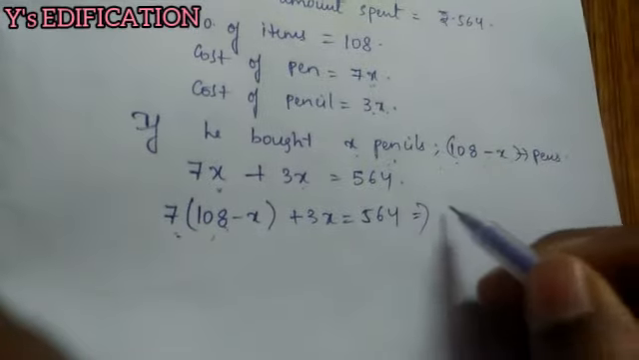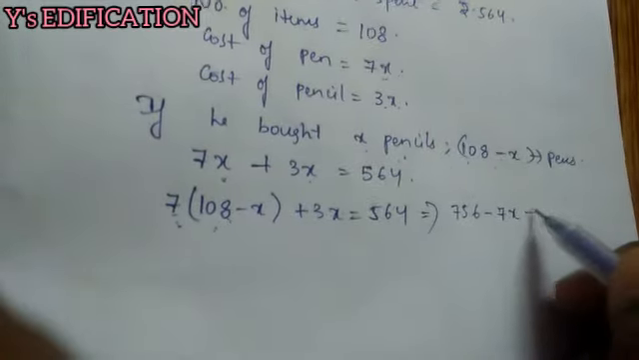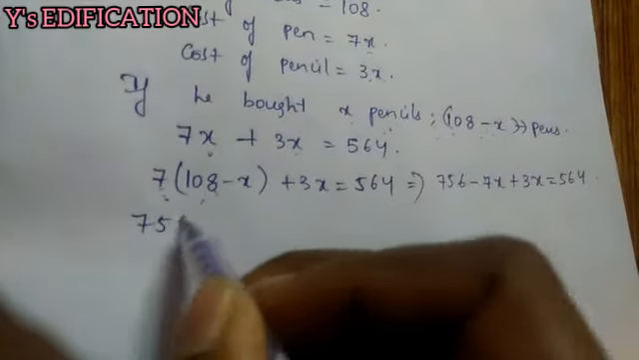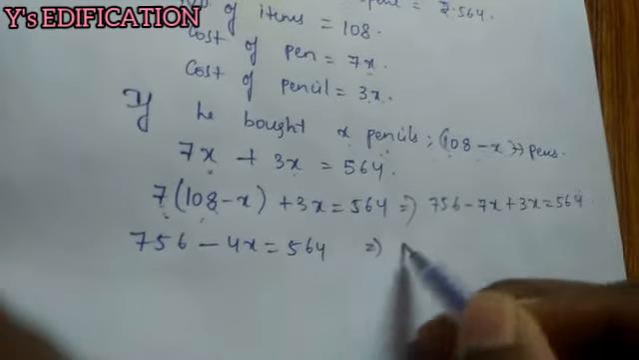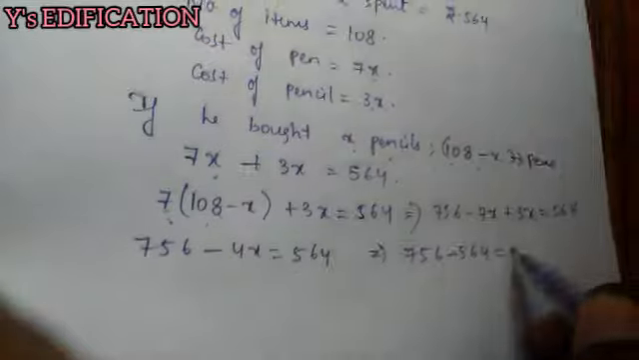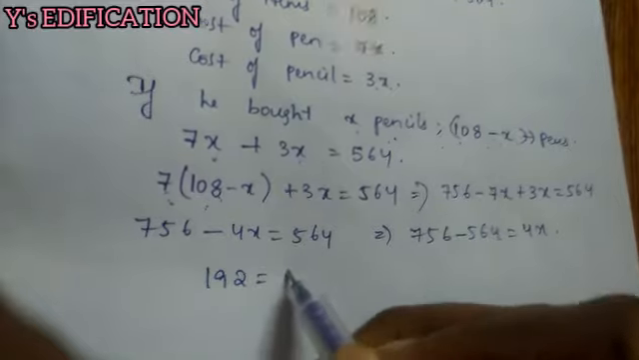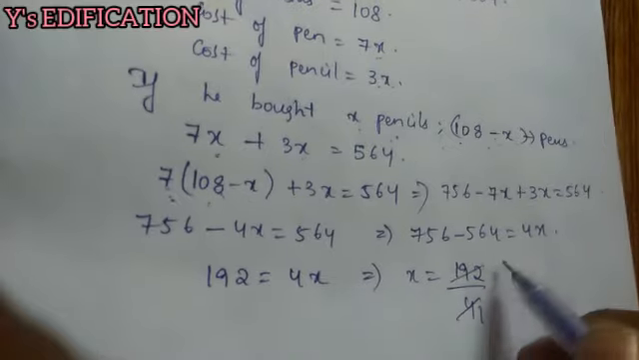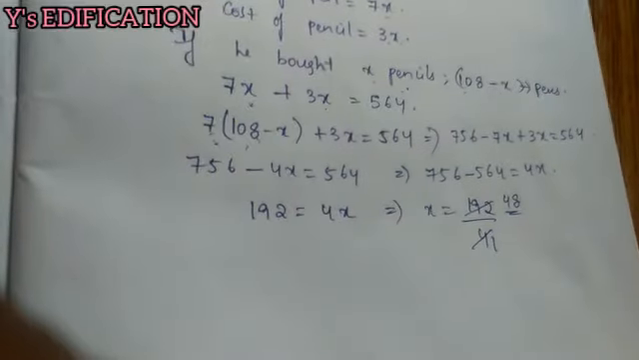Now 7 into 108 is 756 minus 7 into x is 7x plus 3x is equal to 564. So 756 minus 7x plus 3x is minus 4x is equal to 564. We want the x value. Minus 564 is equal to 4x. So 756 minus 564 is 192 is equal to 4x. We want x value. That means x is equal to 192 by 4, which is 48.